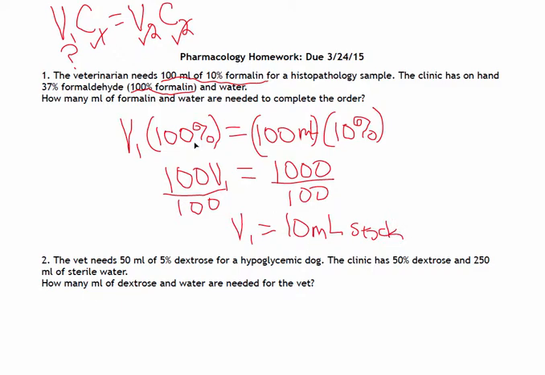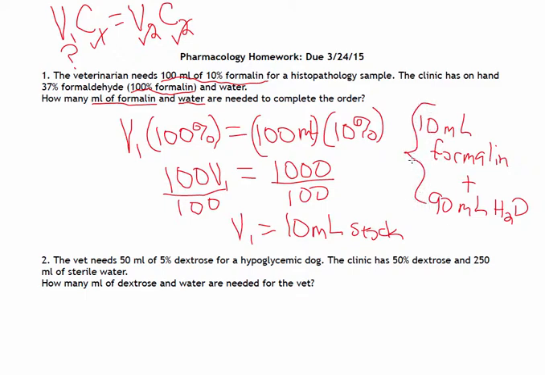Okay, notice that in the question they want not only how much formalin, which we've already answered here, but they also want how much water, because you're taking this concentrated 100% solution and diluting it down to 10%. So since you need to start with 10 from the stock solution, and you need to get up to 100 milliliters to completely answer this question, you would say you need 10 milliliters of formalin, and you are going to combine this with 90 milliliters of water. When you add those two together, they give you the 100 milliliters that was originally cued in the question.